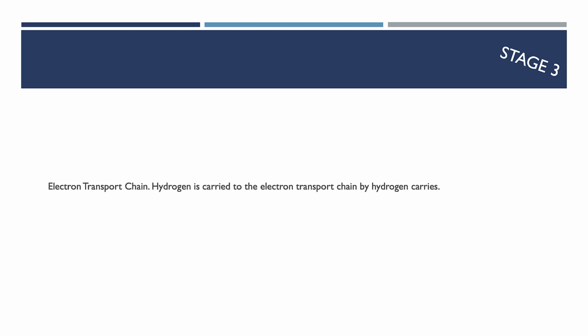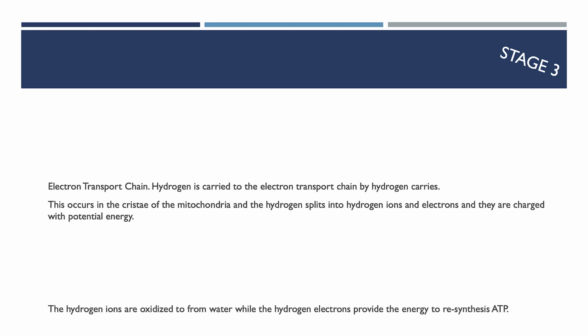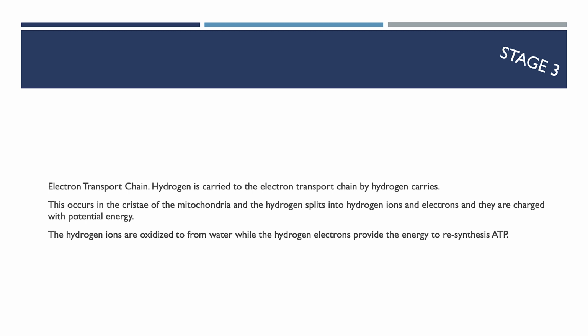The electron transport chain. Hydrogen is carried to the electron transport chain by hydrogen carriers. This occurs in the cristae of the mitochondria, and the hydrogen splits into hydrogen ions and electrons, and these are charged with potential energy. The hydrogen ions are oxidized to form water, while the hydrogen electrons provide the energy to resynthesize ATP. Throughout this process, 34 ATP are formed.